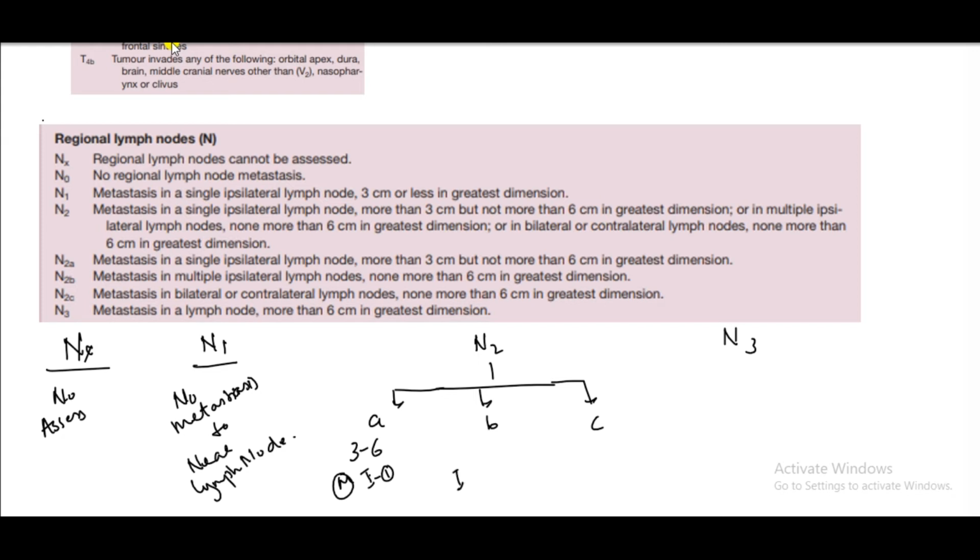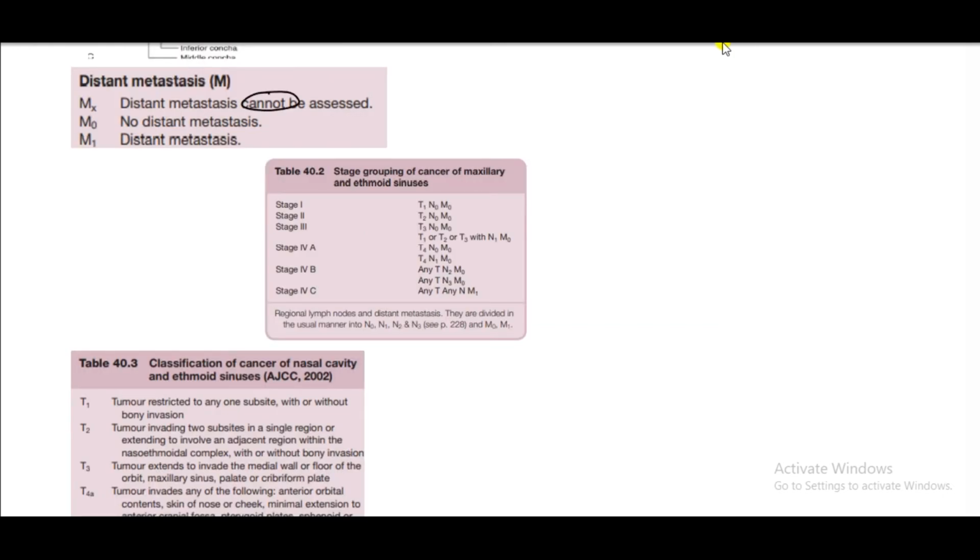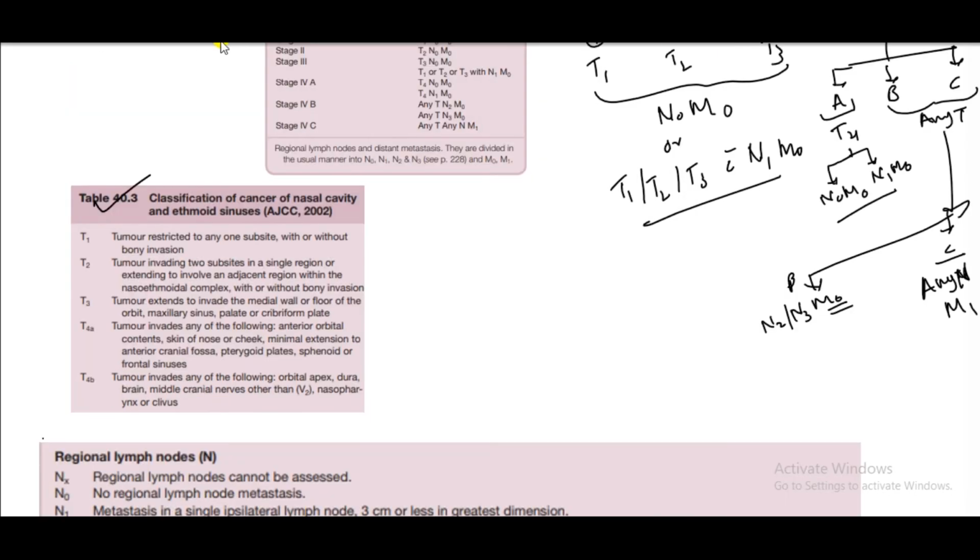In N2, we can see tumor growth size 3 to 6 centimeters with metastasis ipsilateral as a single node, and in B, ipsilateral with more than one lymph node affected and less than or equal to 6 centimeters. In C, bilateral or contralateral and less than 6 centimeters. And in N3, metastasis is greater than 6 centimeters. Distant metastasis: MX cannot be assessed, M0 no distant metastasis, and M1 is distant metastasis.